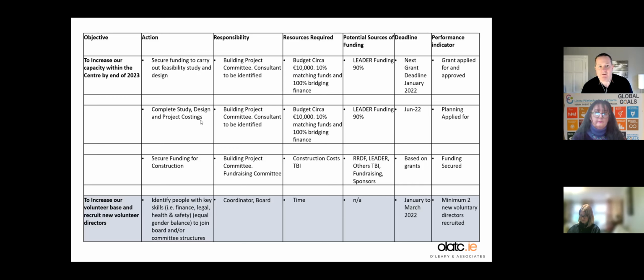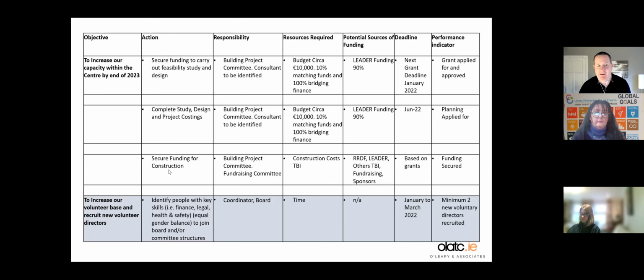The next part of that project, which is starting, is that they complete a study, design, and project costings. That's the next action. Again, the project committee is involved as the client, and they work hand in hand with the consultant, which would be me, and with the architect and an engineer. The budget's the same, and the funding is secured.